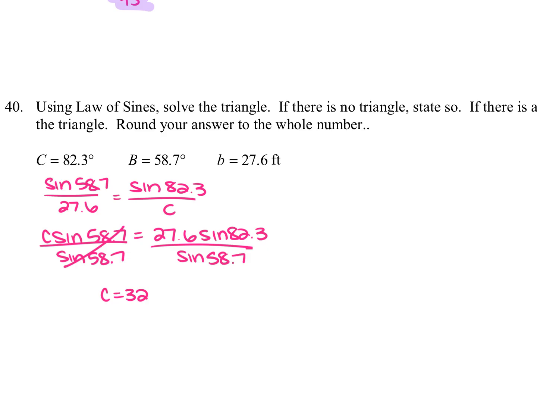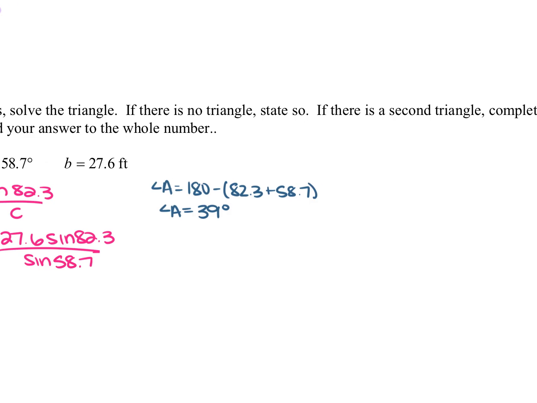From here, we're going to find angle A. And we're going to do 180 minus the sum of the two angles that we have. So that's the 82.3 and the 58.7, which gives us an angle A of 39 degrees.